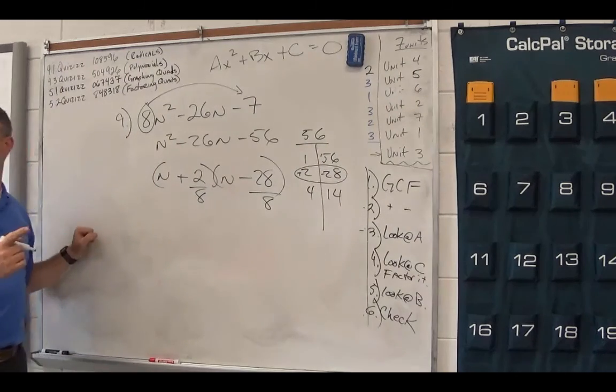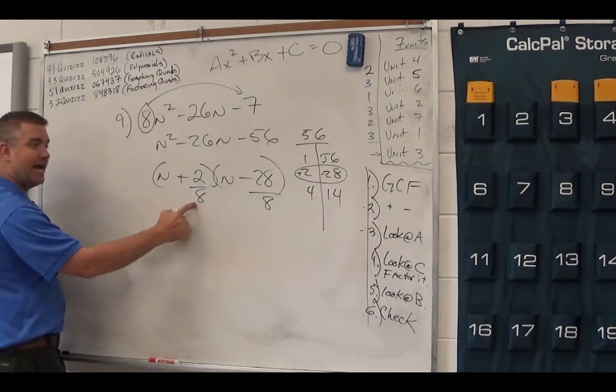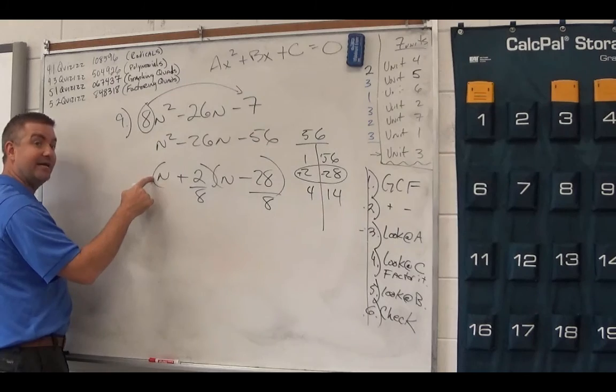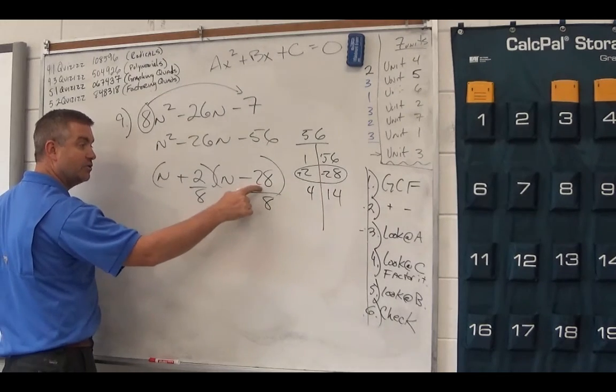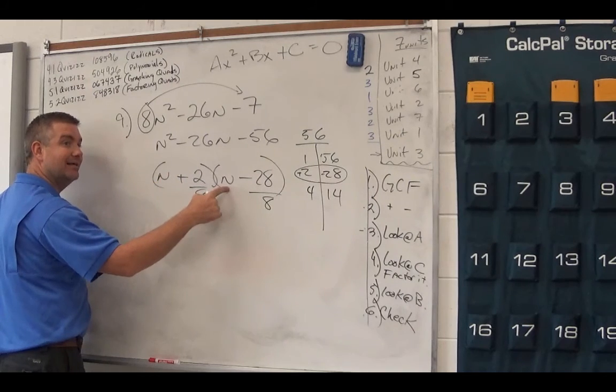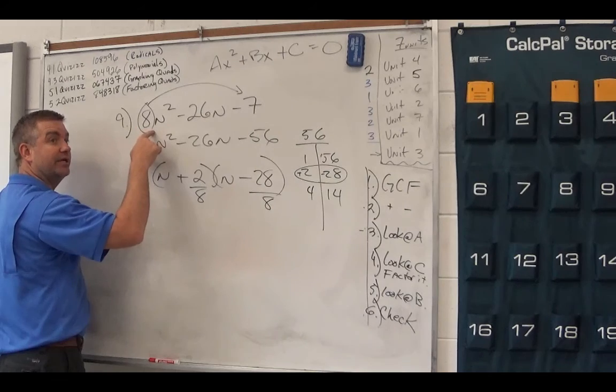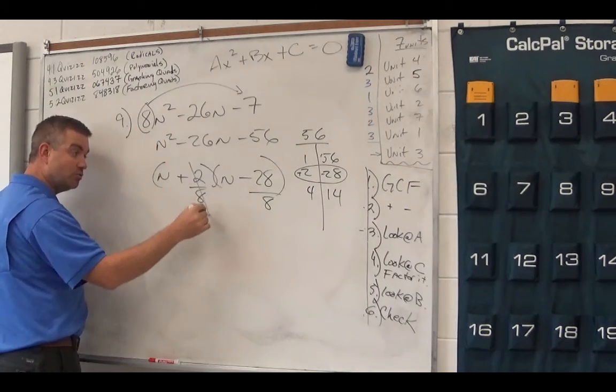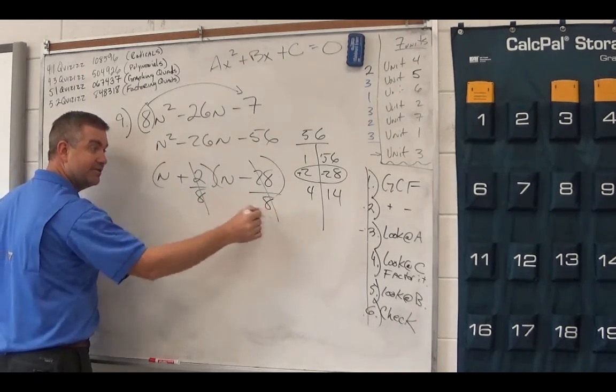Here's where some students mess up. They say, ooh, 8 doesn't go into 2 evenly, and they put an 8 right here. They say 8 doesn't go into 28 evenly, and they put an 8 right here. But what's 8n times 8n? 64n squared, and that's not what we started off with. If you do that and don't cancel, you will not get the right answer.